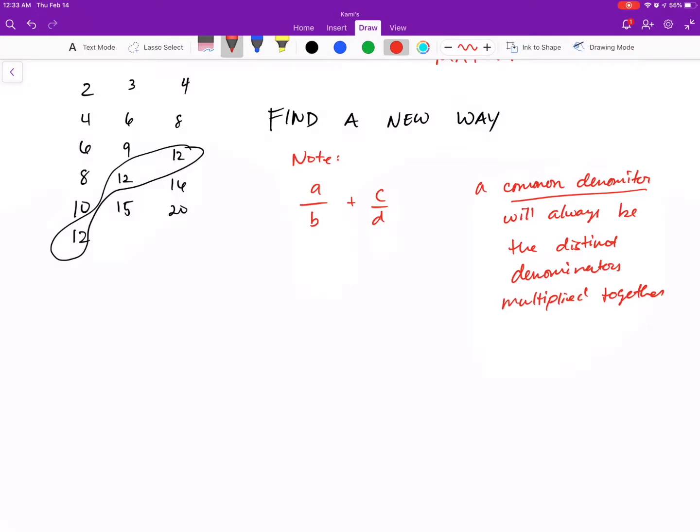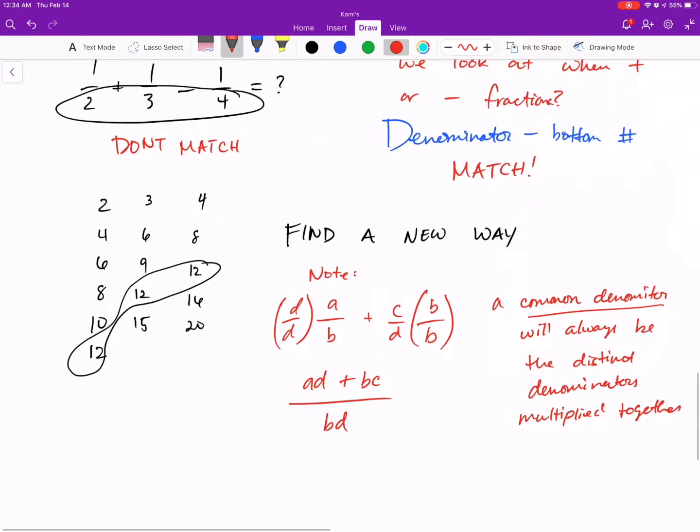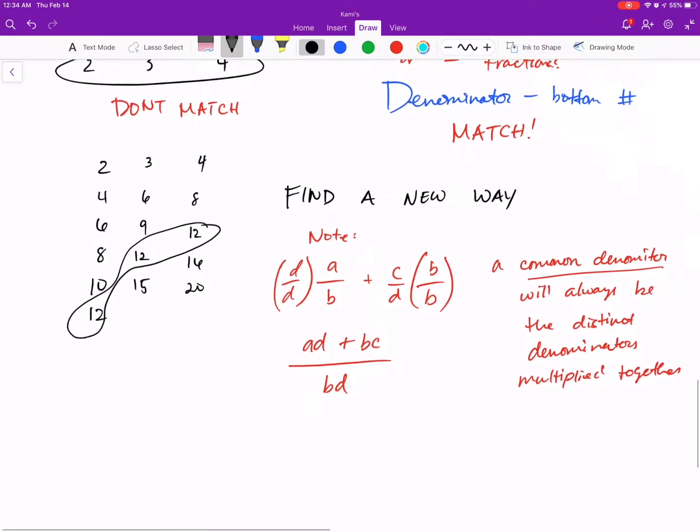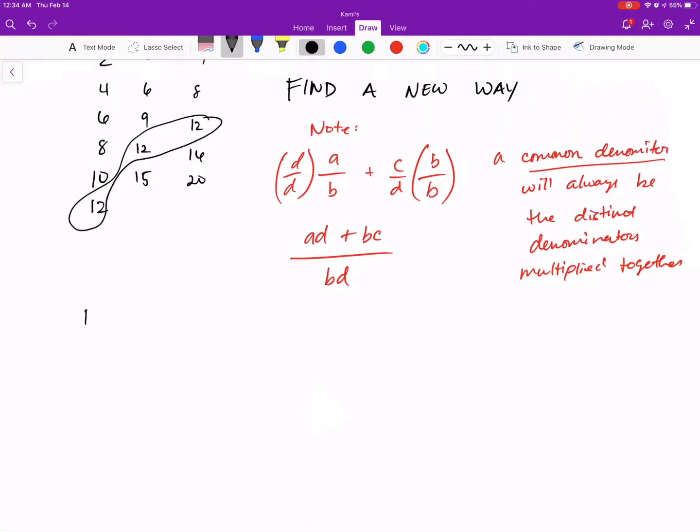But what does that mean? I'm just going to multiply this whole thing by d over d, this whole thing by b over b, and it works out. So we get AD plus BC all over BD. Now this will always work, right, for every one number. And sure, sometimes they might get way too big, but that's the risk you take for going so fast. So you have 1/2 plus 1/3 minus 1/4.